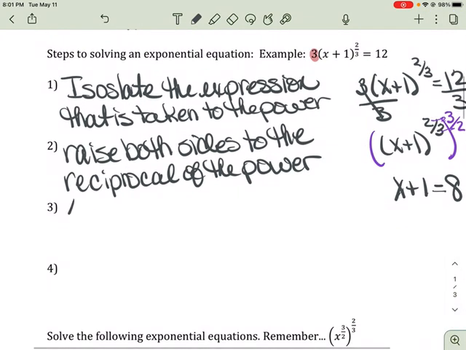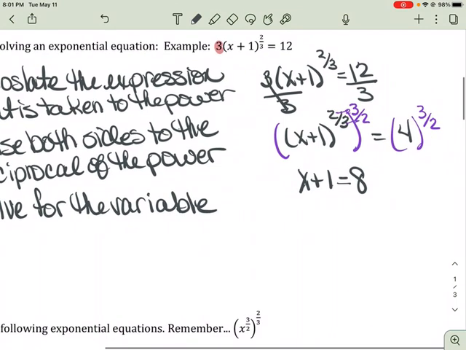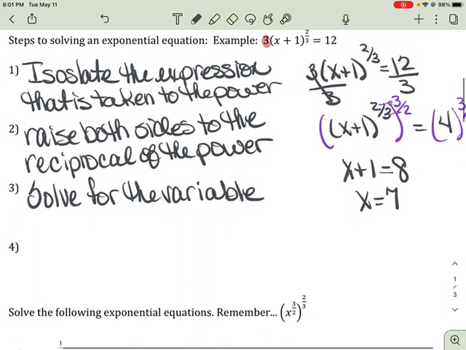Our next step is to solve for the variable. We're going to subtract 1, and we get 7. And then guess what we're going to need to do? We're going to need to check our solution.